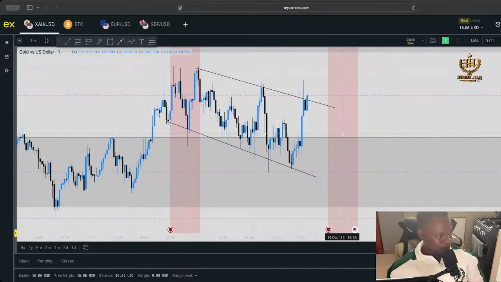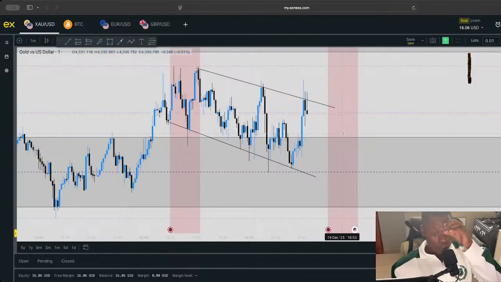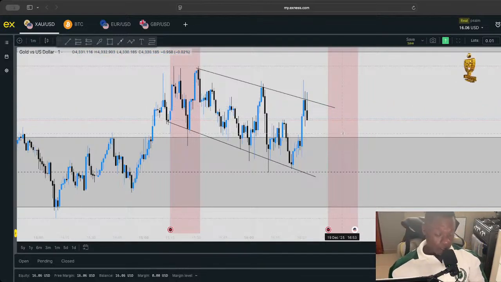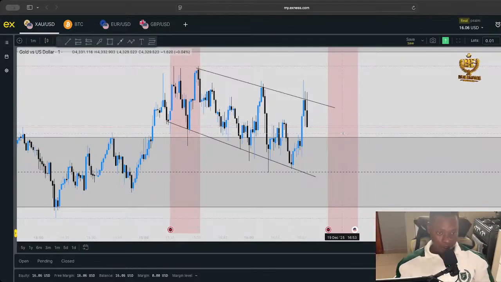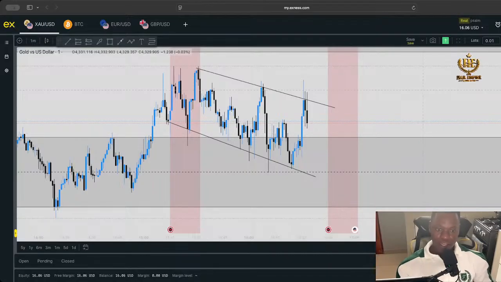So we had a very, very good entry, and because of a small account, we had to lock it. We have to lock our profits, and gold came and took us out where we had locked our profits. And yeah, come a little bit down, just a little bit.